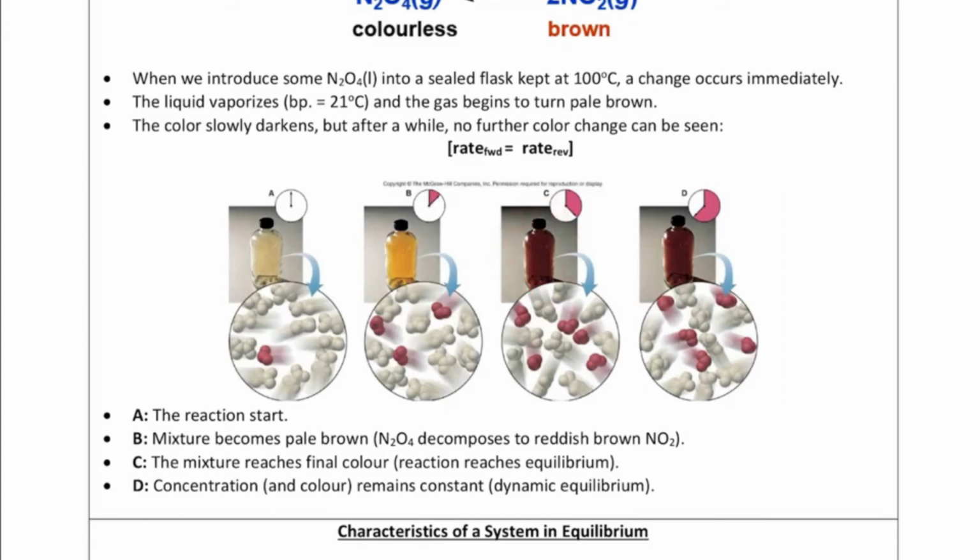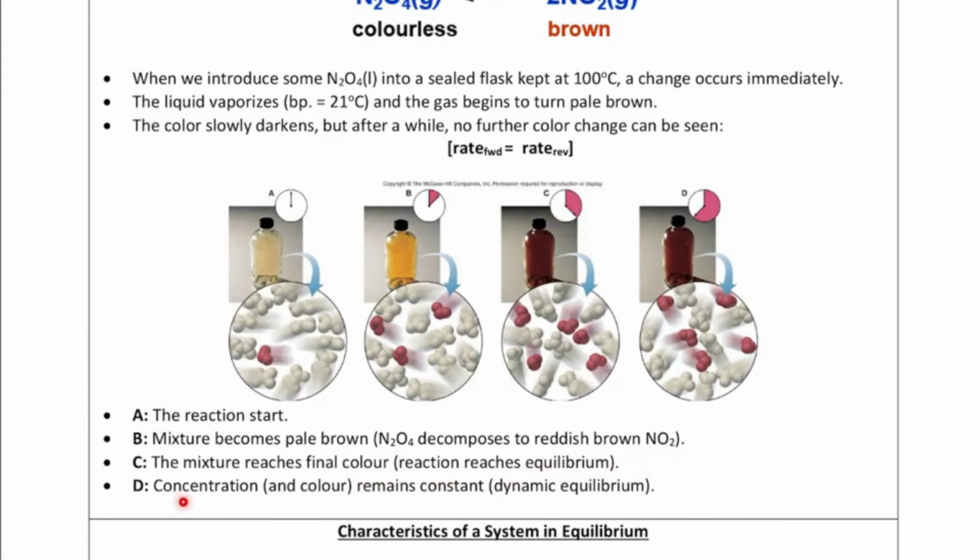Okay, so as you can see, no observable change here. Okay, so A adalah the reaction start. B, the mixture become pale brown. N2O4 decompose to reddish brown NO2 sebab NO2 kan colour brown. Okay, and then the mixture reach final colour. Dah sampai final colour. The reaction reach equilibrium.